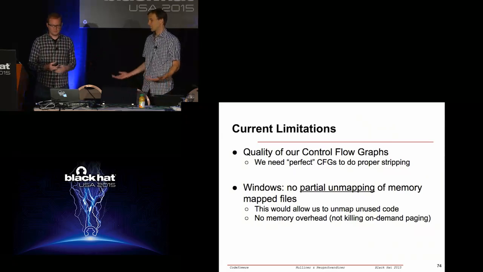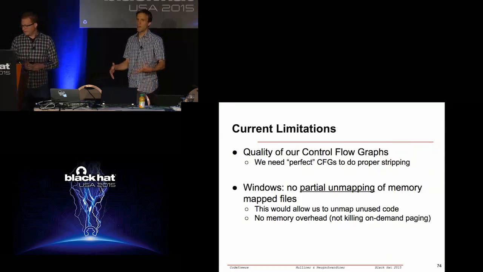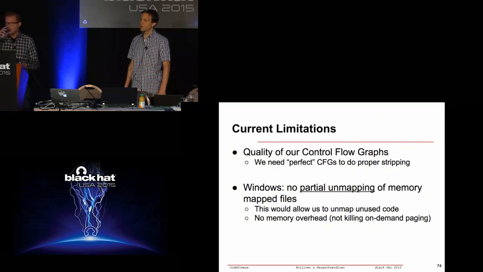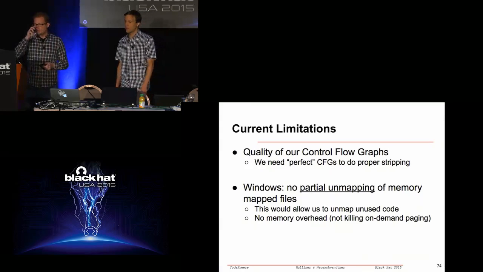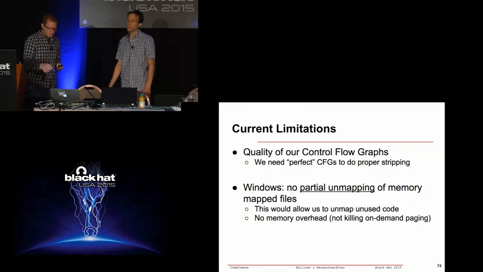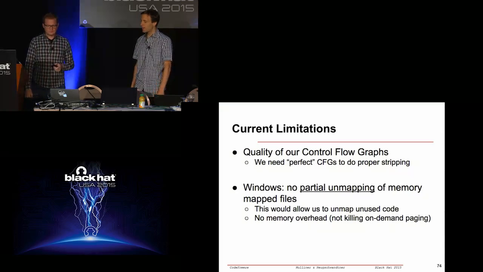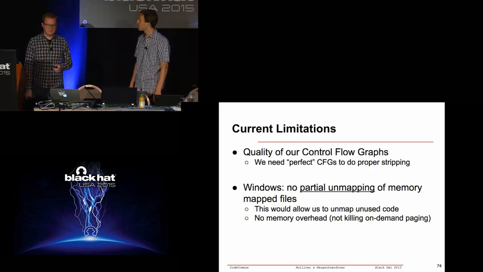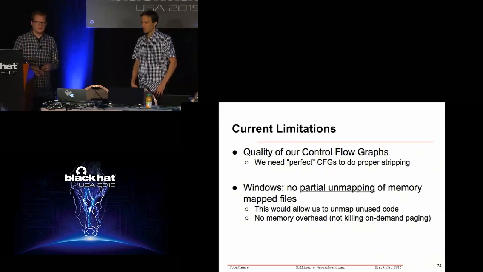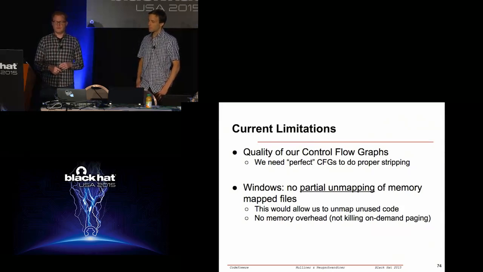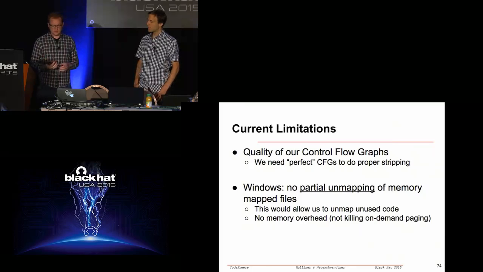One of the big limitations we have right now, because we operate on binaries, is the quality of our control flow graphs. It's just because control flow graph recovery is really hard, and we need almost perfect control flow graphs to do proper stripping. And as far as memory usage is concerned, one idea was when we said, okay, how do we actually remove code?